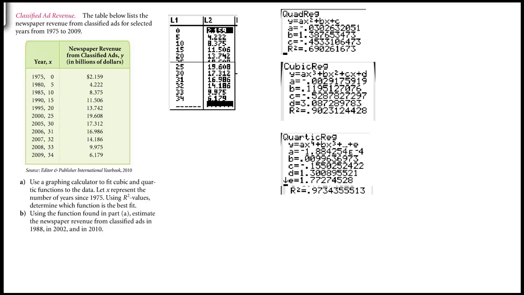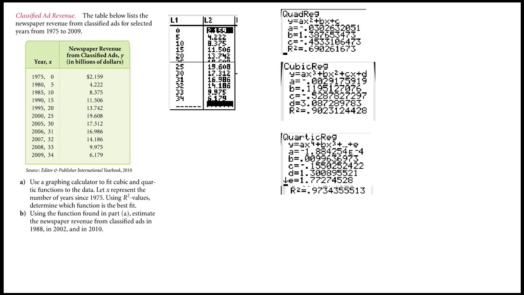Taking a look at another word problem, classified ad revenue. The table below lists the newspaper revenue for the classified ads for selected years of 1975 through 2009. For part A, use the graphing calculator to fit cubic and quartic functions to the data. Let x represent the number of years since 1975. Using the r-squared value, determine which function is the best fit.